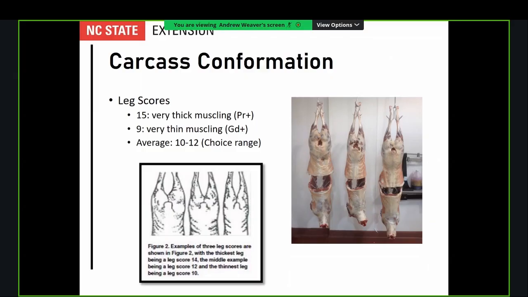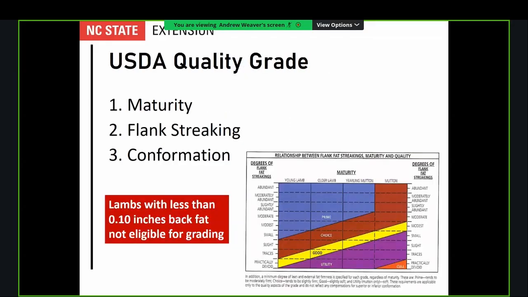I know that's confusing. Most of our lambs fall in that choice conformation grade, somewhere between a 10 and a 12. We get some 13s, that low prime, fair amounts as well. And so our USDA quality grade is based on maturity, so age of the carcass, flank streaking, and this conformation score. And keep in mind that for lambs to be eligible to be quality graded, they need at least 1/10 of an inch of back fat.